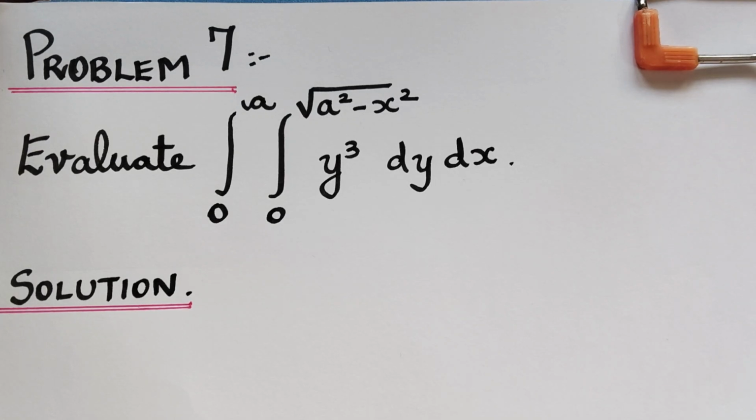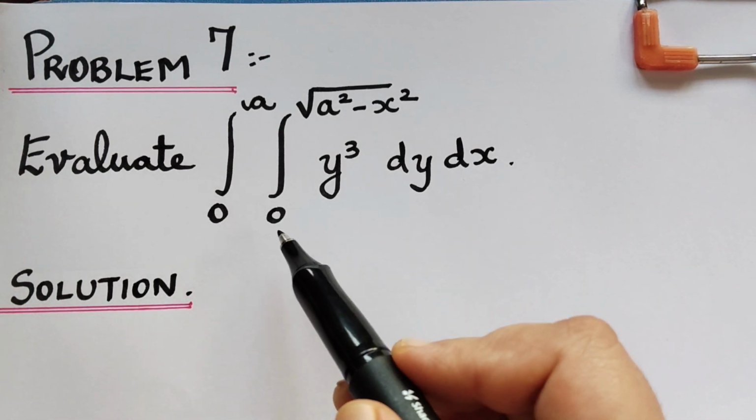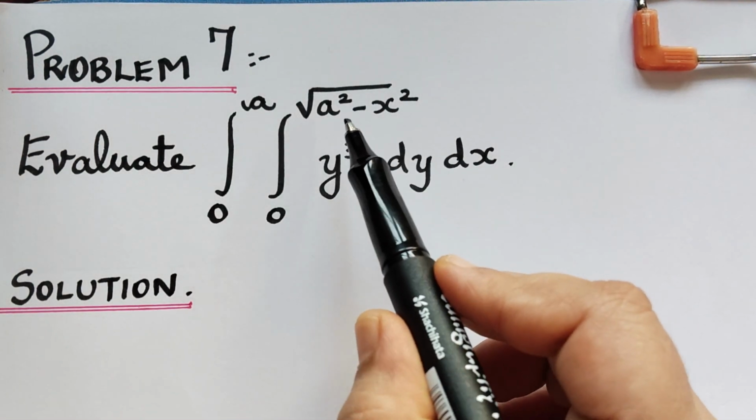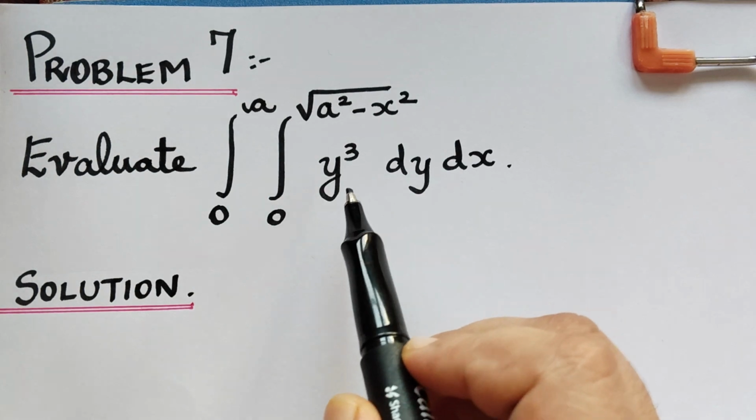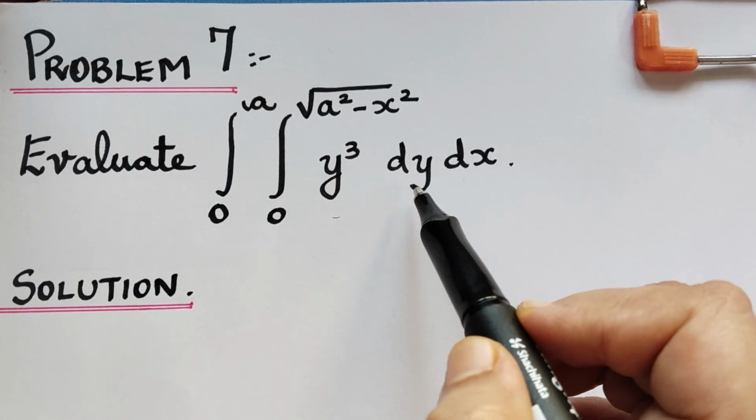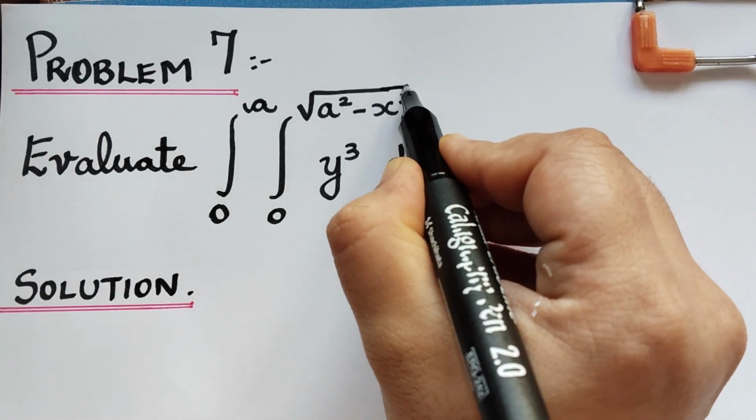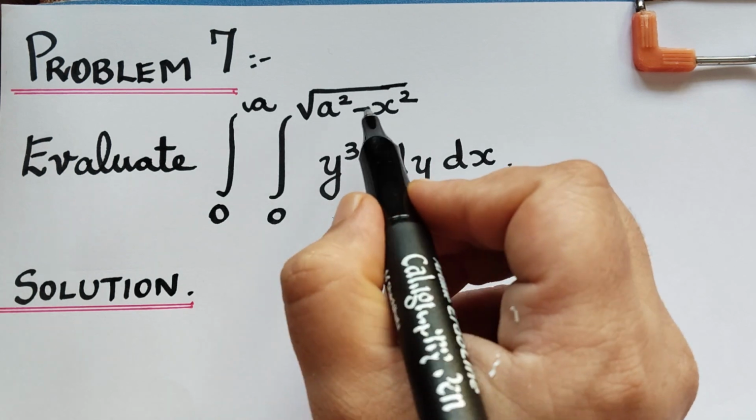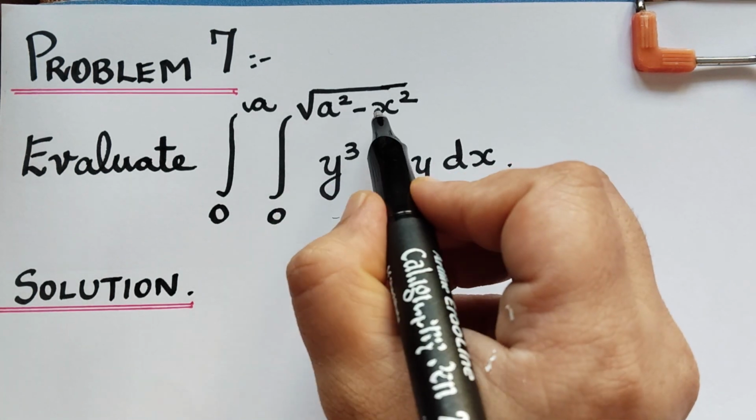Hello students, under the topic double integrals, here we have problem 7. The question is: evaluate the integral from 0 to a, integral from 0 to square root of a square minus x square, of y cube dy dx. We observe that the inner integral is with respect to y, and the limits are for y.